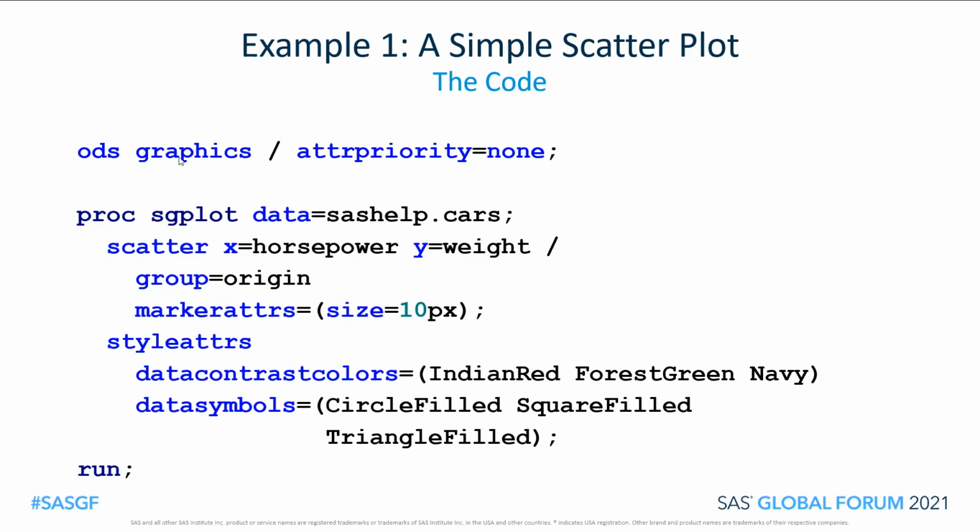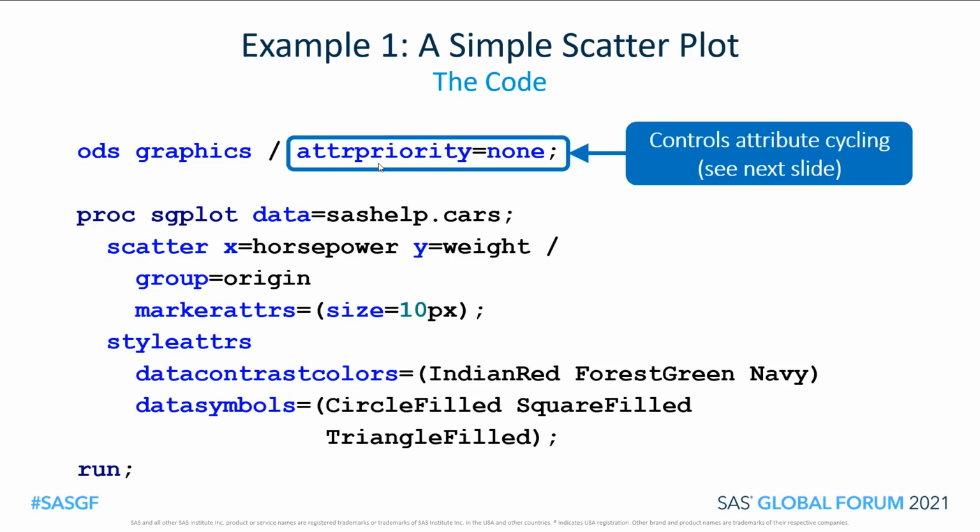At the top of the code here, you'll see I have an ODS GRAPHICS statement, ATTRPRIORITY=NONE. I want to come back to that in just a minute. There's a reason we have to include this here, but before we do, we'll talk about that on the next slide. So let's talk about the actual PROC SGPLOT code first.